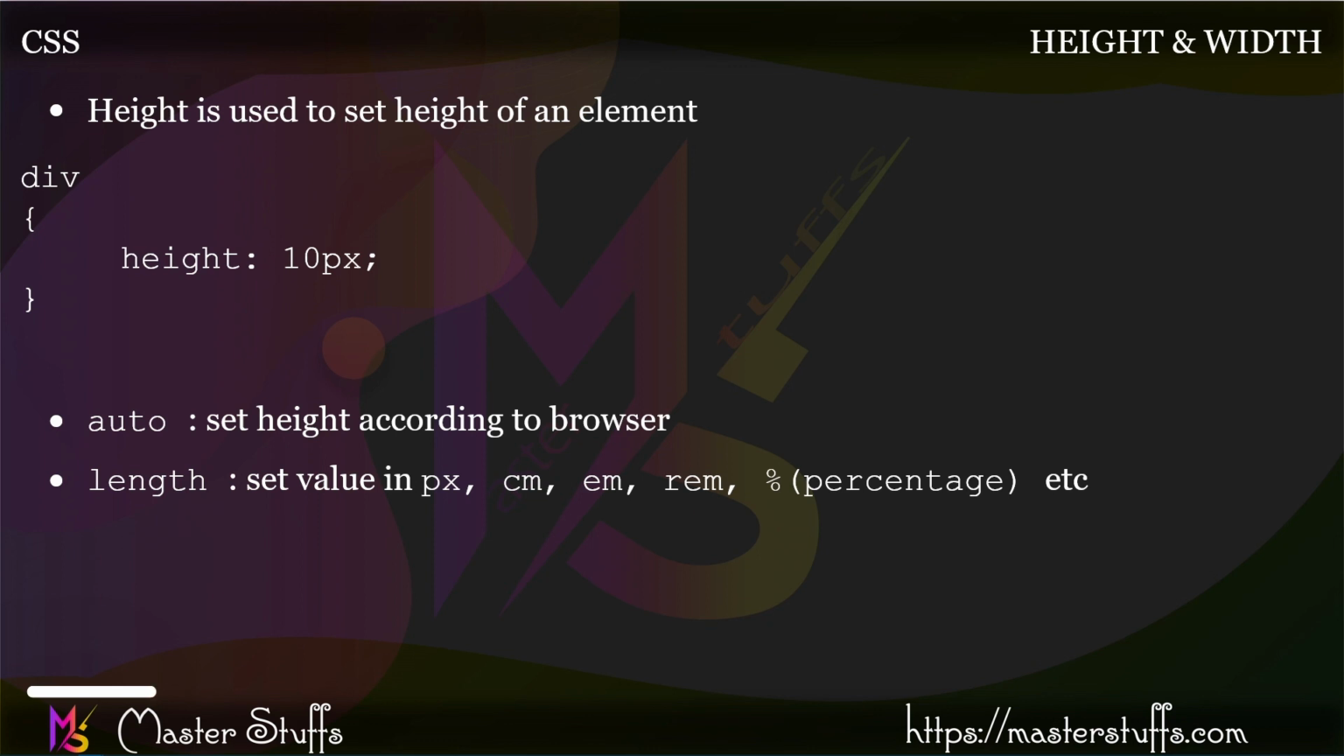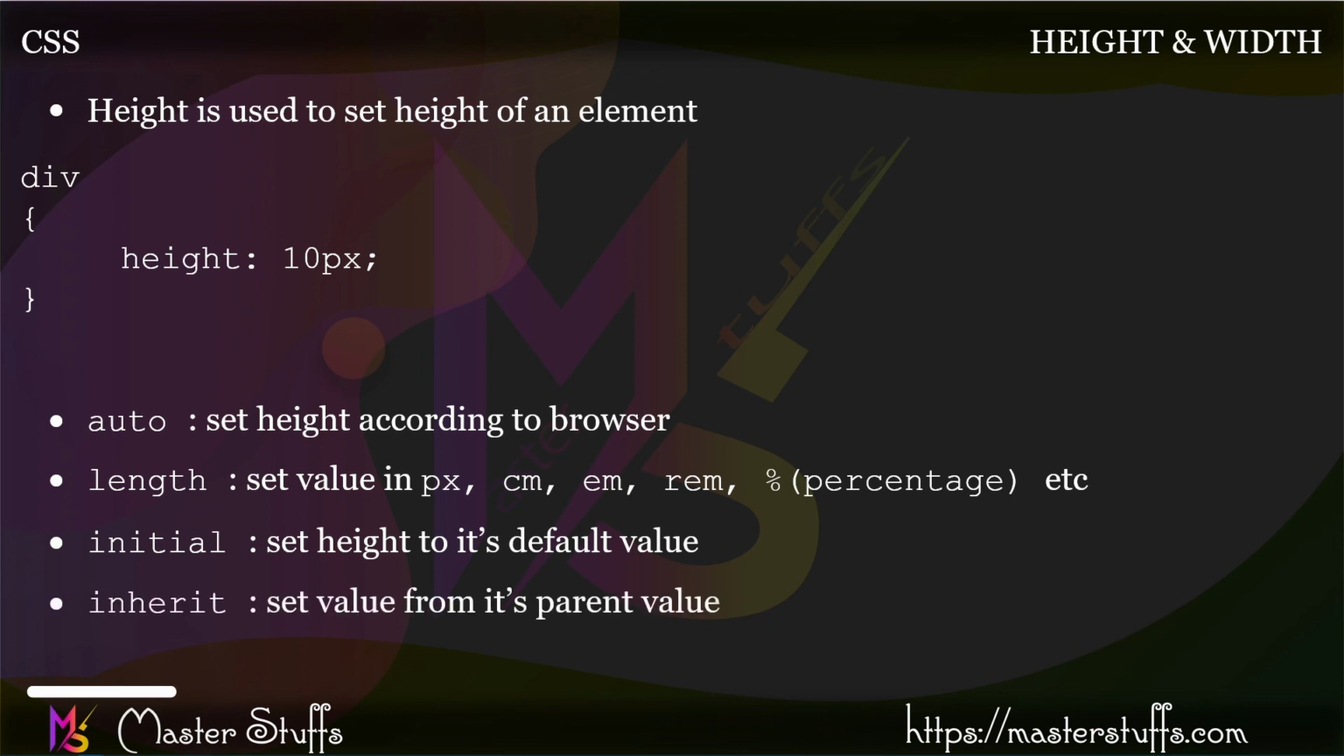So let's proceed. First, the initial value. What is the initial value? Initial value is set to the default value. The default value is predefined. So this value is applied if you write initial. After that, inherit. Inherit sets the value from the parent element.